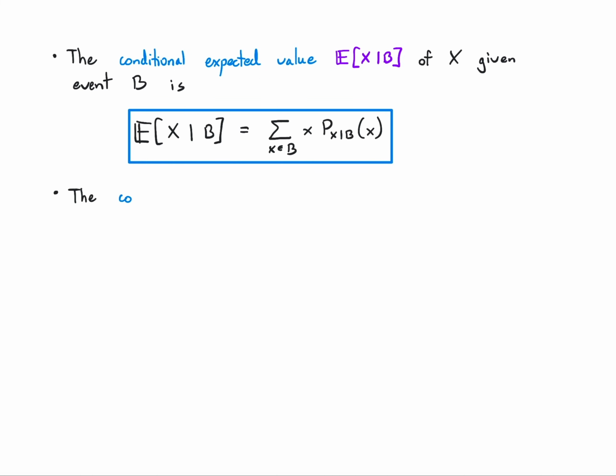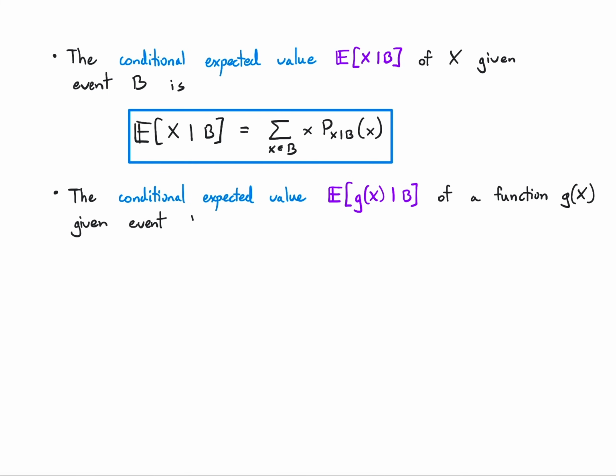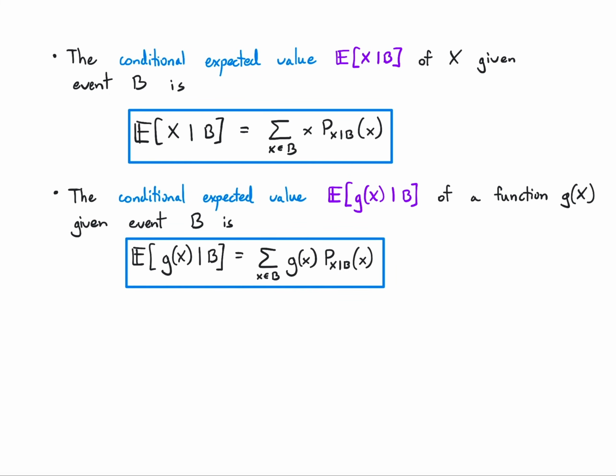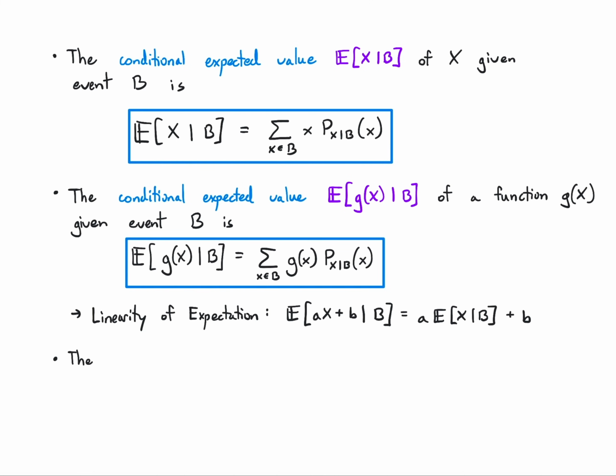We could also define the conditional expected value of a function, g of x, given B. And in the same way we were dealing with functions before, all I'm going to do is plug in the function times the conditional PMF and sum over B. And we have linearity of expectation, so that's always going to apply here. So we have E of aX plus b given B, and we can pull out the little a and the little b. And finally, the conditional variance of X given B is defined as follows.